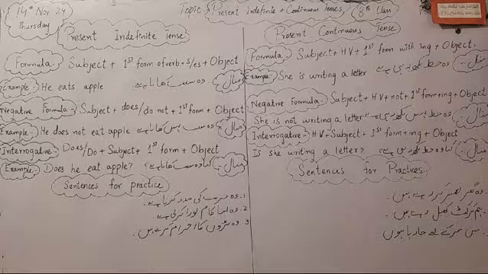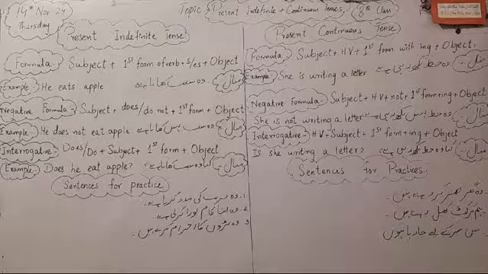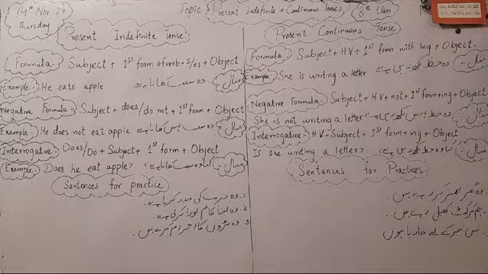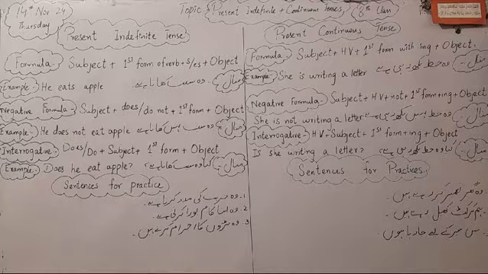Moving further, let's take a look at the negative formula of present indefinite tense. As you can see from the board, subject plus does or do not plus first form plus object. If you see the example, "वो सेब नहीं खाता है". He does not eat apple. So we use does with singular things and we use do with plural things.